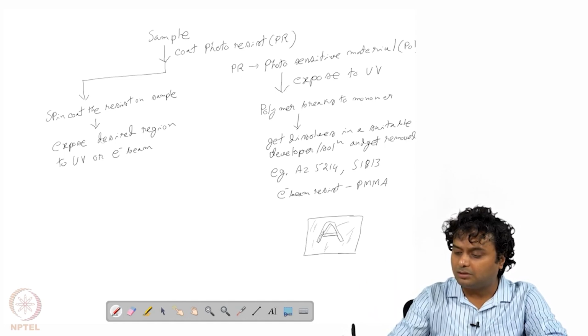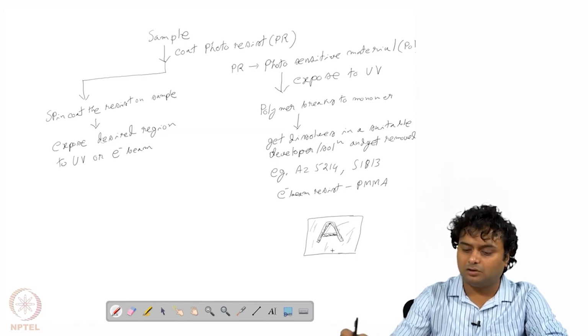So I will put the laser source, I will move the laser pen such that UV pen or E-beam pen such that it will be only exposing this region, right, this shaded region, and the other places like these places will not be exposed to the UV or the electron beam, right.